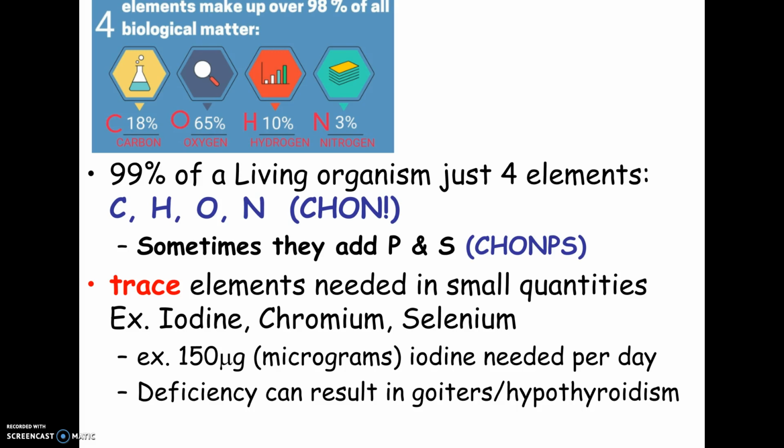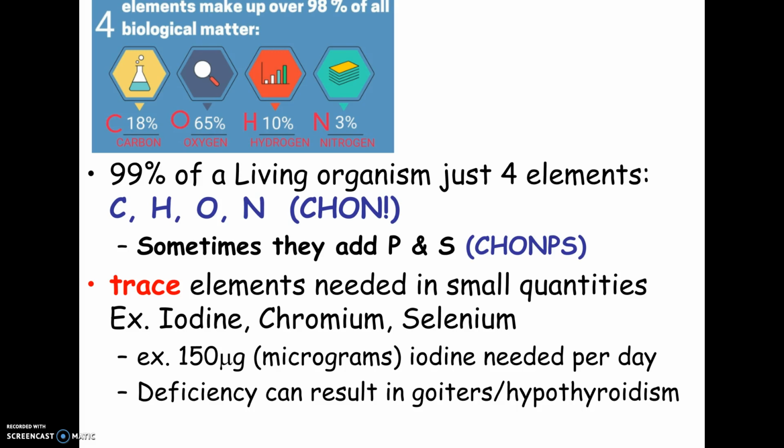So for example, iodine, you need such a tiny amount, 150 micrograms. A microgram is a millionth of a gram. So if you think of a gram as about the weight of a paperclip, the millionth of the weight of a paperclip is the amount of iodine you need per day. In fact, large amounts are toxic to you.